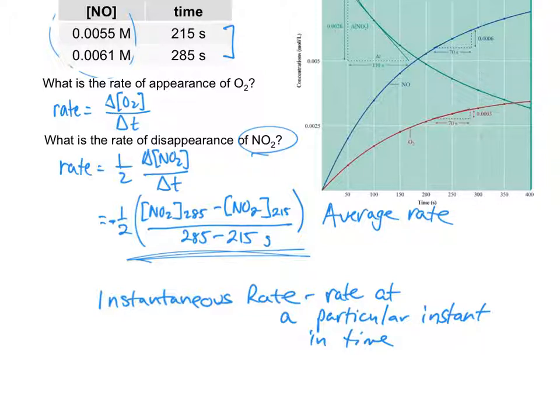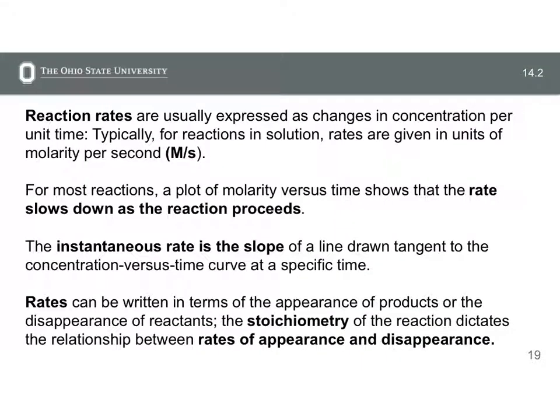It's just like velocity charts in physics. Okay. A little bit of a summary here. So our units of reaction rate are going to be in moles per liter per second, 99% of the time. For most reactions, if we plot molarity versus time, so concentration versus time, we're going to see that the rate slows down. And that's whether we're looking at the rate of disappearance of reactant or the rate of appearance of product.